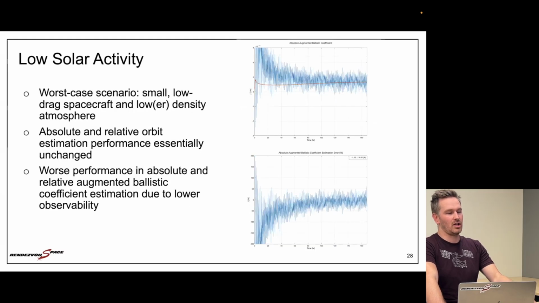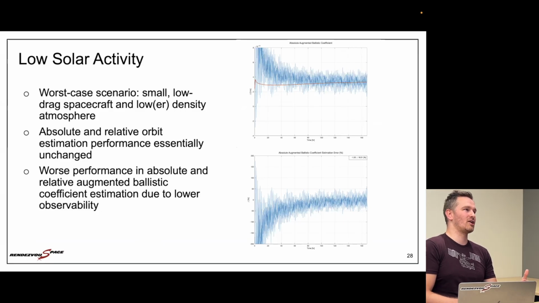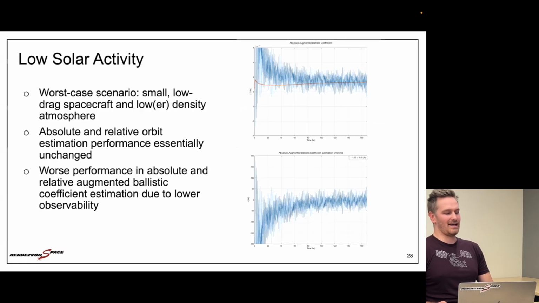The challenge is low solar activity, right? Where we have the worst observability possible because atmospheric density is lower. And so here we have a small, low-drag spacecraft in a low-density atmosphere, and we need to see if we're able to recover useful information from that. And you see in the upper right here, there are no geomagnetic storms during this period of interest, just a typical boring atmosphere during a lull in the solar cycle.